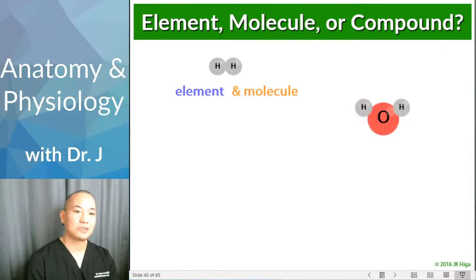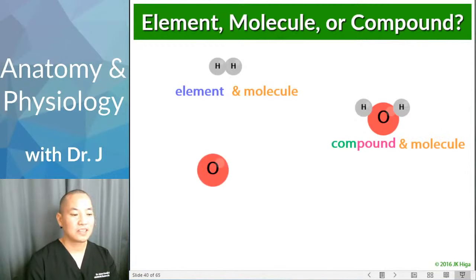Now here we have H2O, water. So is this an element? Well, again, we have two different types of atoms, so it's not an element, it's a compound. But is it a molecule? Yep, it is a molecule because, again, you have multiple atoms linked together.